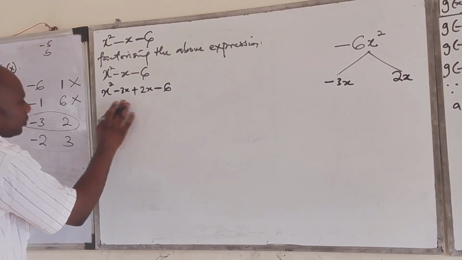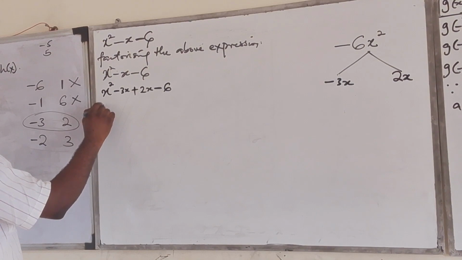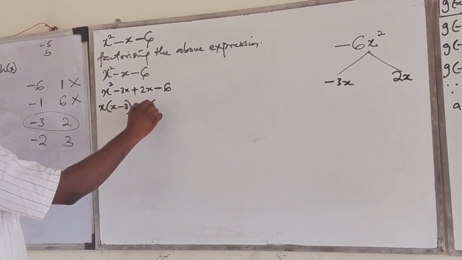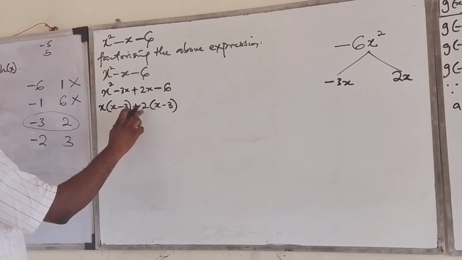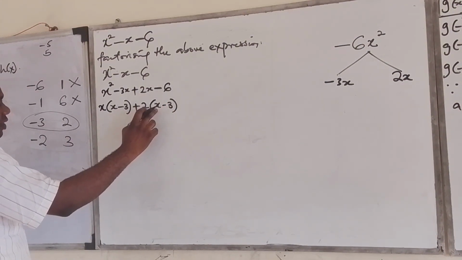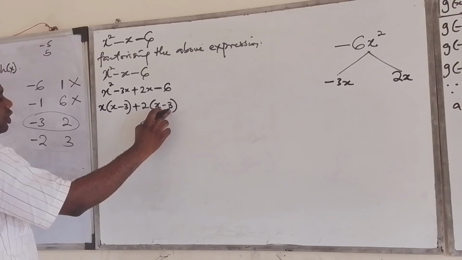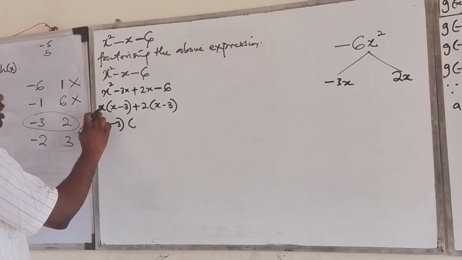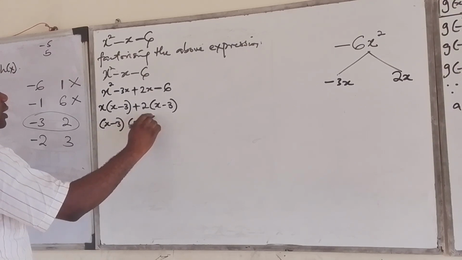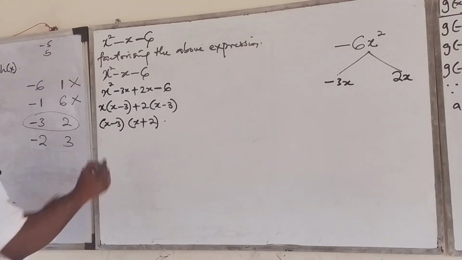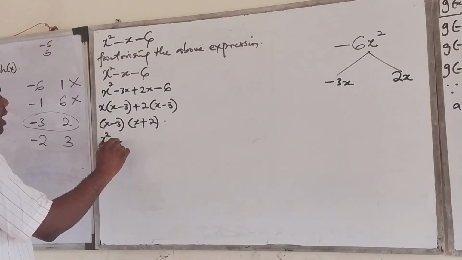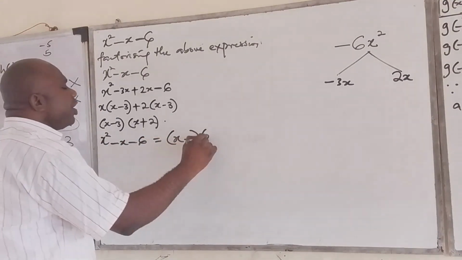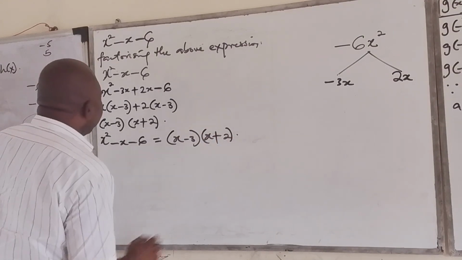Now looking at this now, here x is common. So you take x outside, we have x minus 3 plus 2. Here we have x minus 3. Because 2 into 2x is x. 2 into minus 6 is minus 3. So since minus 3 is common, we take x minus 3, then this 2x plus 2 outside. So it therefore means that x squared minus x minus 6 is x minus 3, and here we have x plus 2.